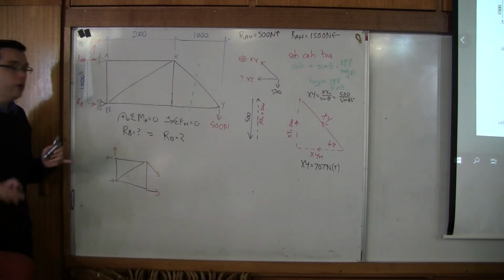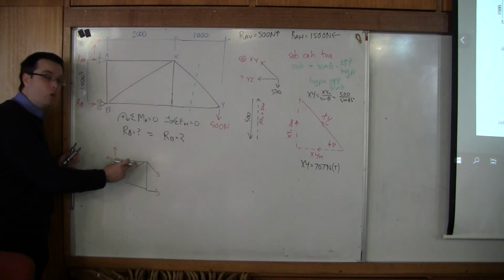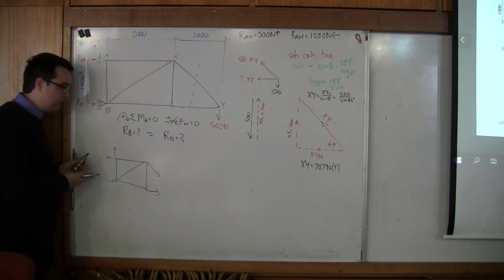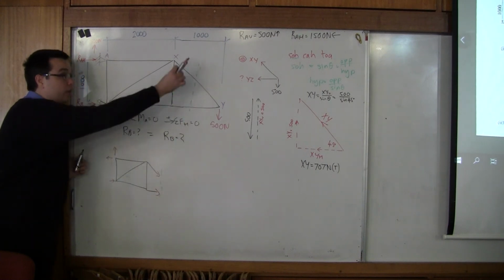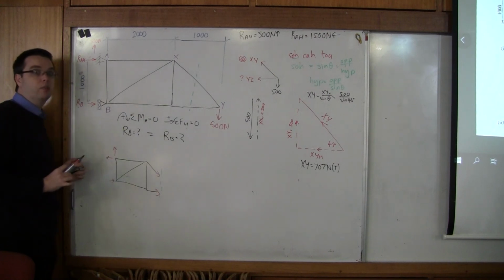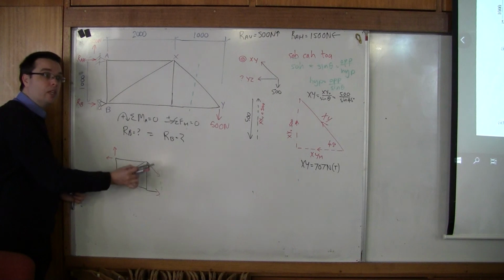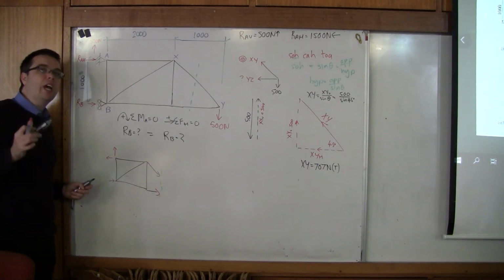Now, when we do that, we don't count any of these internal members. All we care about is the members that have been cut by our section line. We've drawn this section line here. That is all we use. When we use the method of sections, we just cut it and we take the members from there. These ones, the members that are cut by the section line, we assume are in tension.